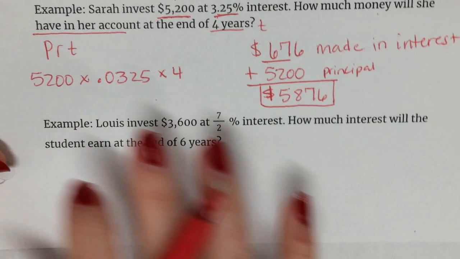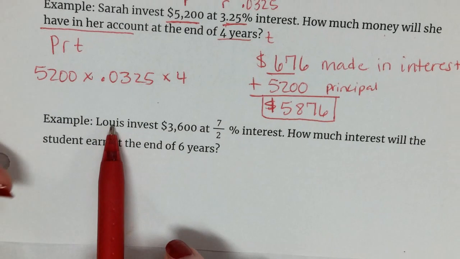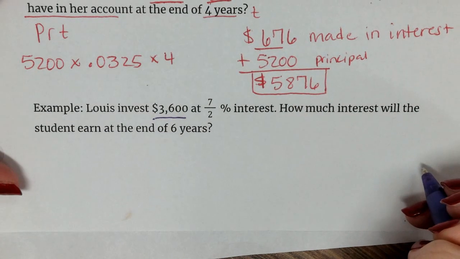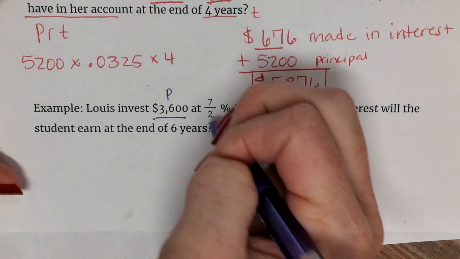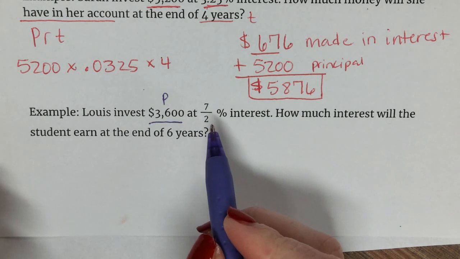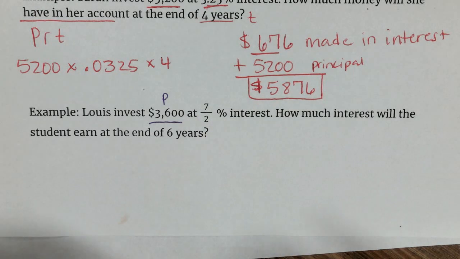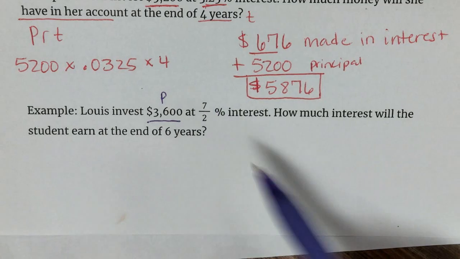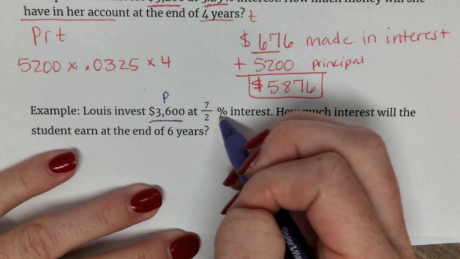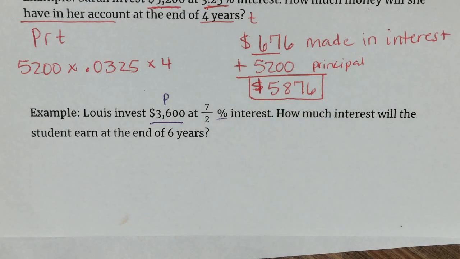All right, last one. Louise invests $3,600. That is going to be the P, at 7/2% interest. What do I have to change this to? Do not, listen to me, do not go 7/2, math, decimal, enter. The only way to get rid of a percent sign is to place it over 100. That's the only way to do it. You have to put it over 100.